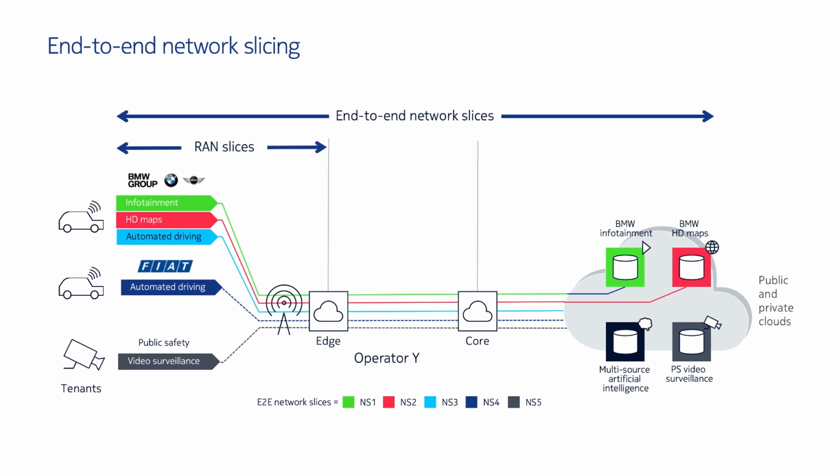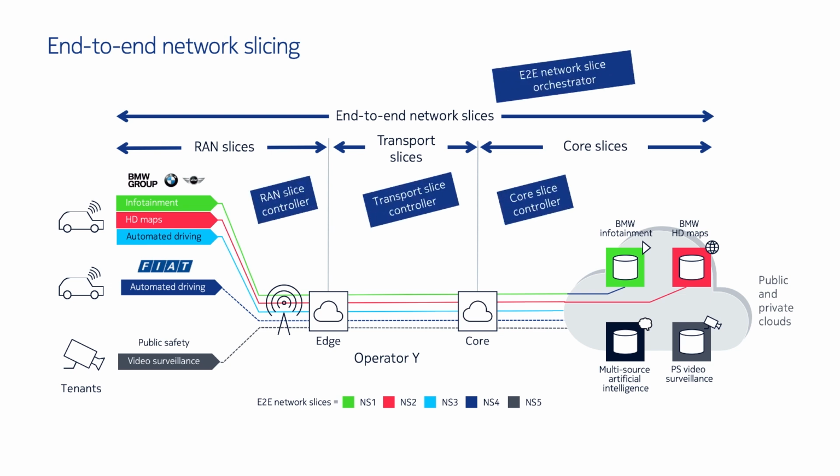Each of the network slices contains RAN slice, which is a context in a RAN, core slice, which is a context and personality in core, and transfer slices, which are the connectivity between RAN and core. Each individual domain has a controller: RAN controller, core controller, transfer controller, and we have an end-to-end orchestrator.